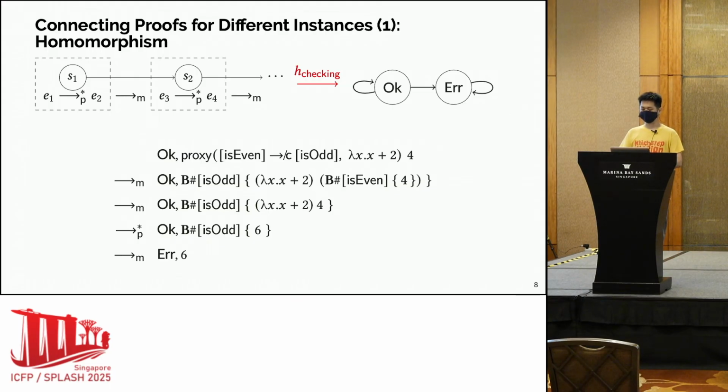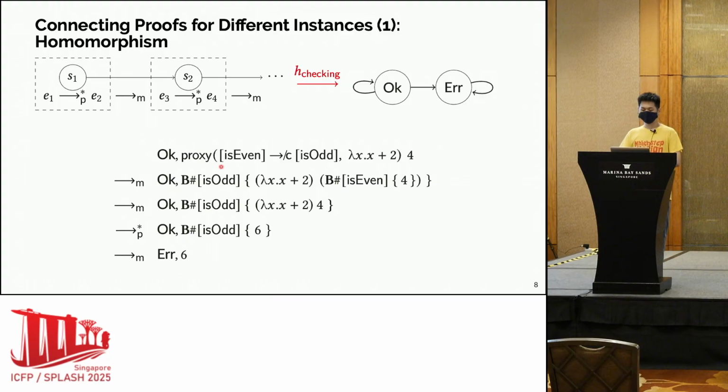But one last piece we need is to connect different proofs between different instances. And in order to achieve this, first, let me show you how we can rephrase a proof about a calculus as a homomorphism of transition systems. So on the left is an example reduction sequence that is illustrating what is being written down in the lower part of the slide, where I might have a reduction sequence that is applying a wrapped function to a value.